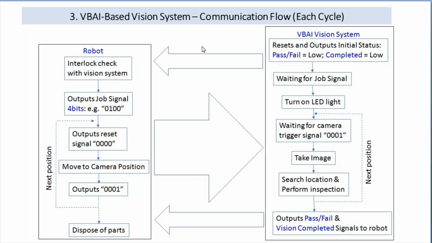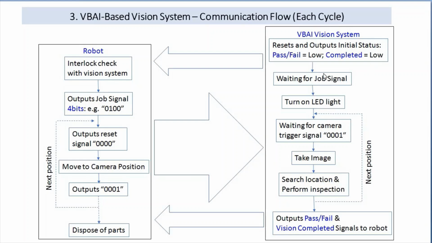Now let's take a look at the communication flow between the VBAI-based vision system and the robot. The robot output signal is typically a 4-bit signal. With the 4 bits, it can output a unique combination for each mode or each job. It can also output a unique reset signal, which is all 0, or the camera trigger signal, which is 0001.